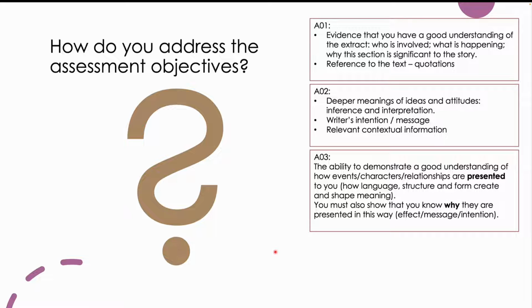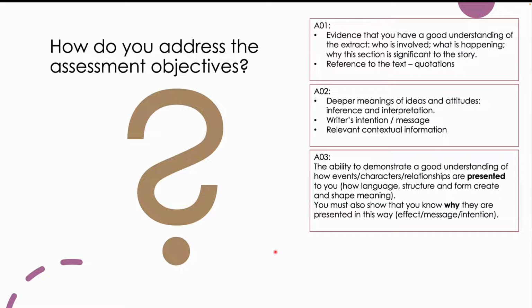And then the AO3 is your ability to demonstrate a good understanding of how events, characters, relationships and settings are presented. Your how really is all about the method. So do make sure that you've got a good idea of the range of different methods employed by the writer of any text. We're talking about the overarching methods, but also smaller methods that you might be able to see just within an extract.